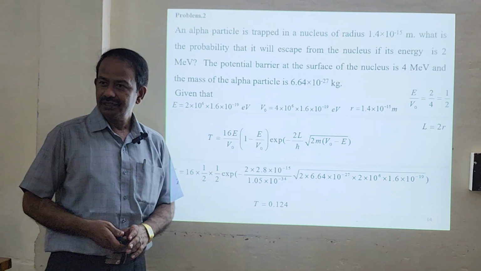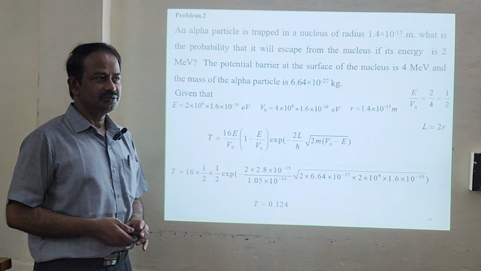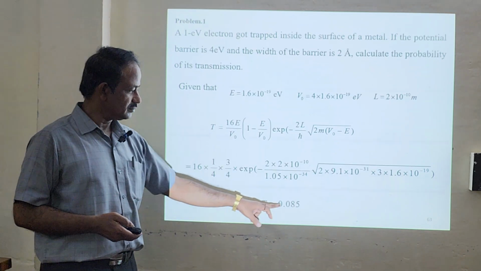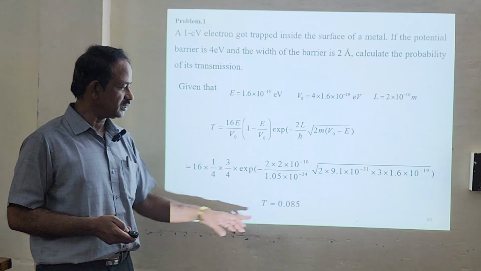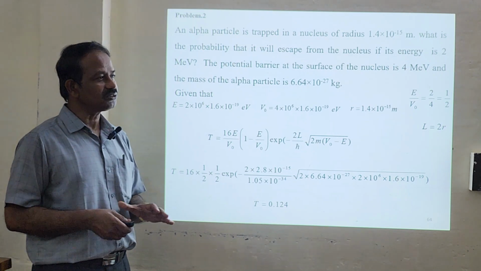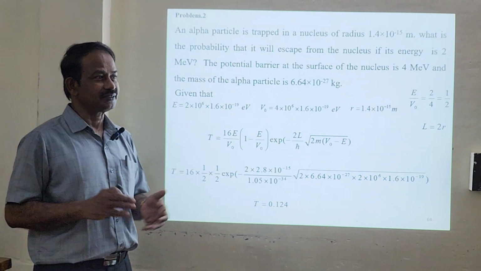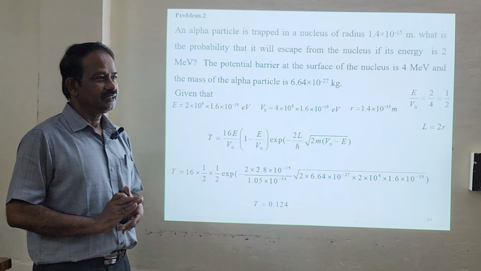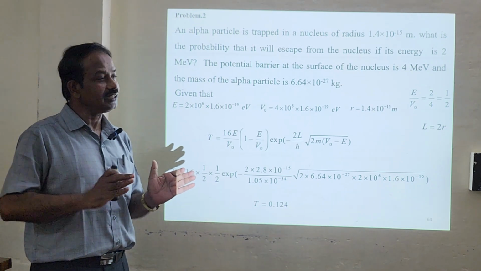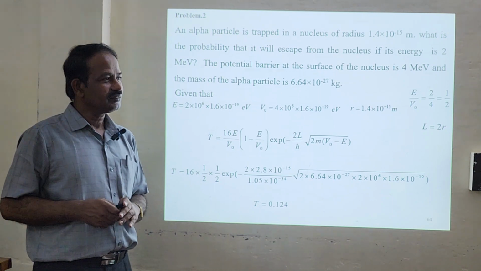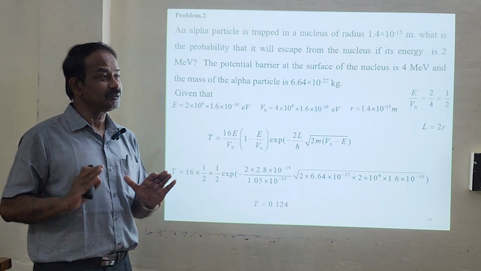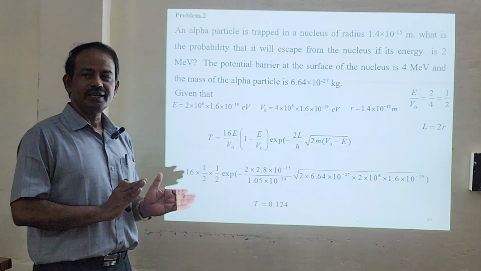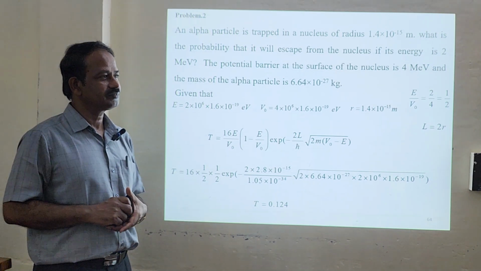So your T is 0.124, just 12.4 percent. Okay, the earlier answer is 8.5%, and here it is 2.4%. The transmission coefficient will be very small. It will approach classical physics, so few particles will penetrate. As we discussed, 10^18 means on this side you will get only 10^10.